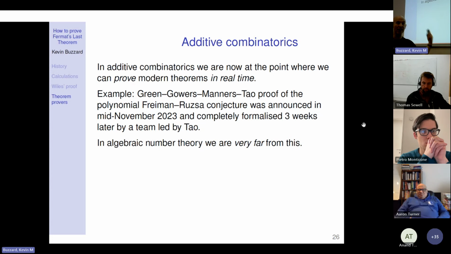That's where we are now. That's really exciting. But in algebraic number theory, we're very far from this, because in algebraic number theory, it would take us 3 weeks to state the problem.